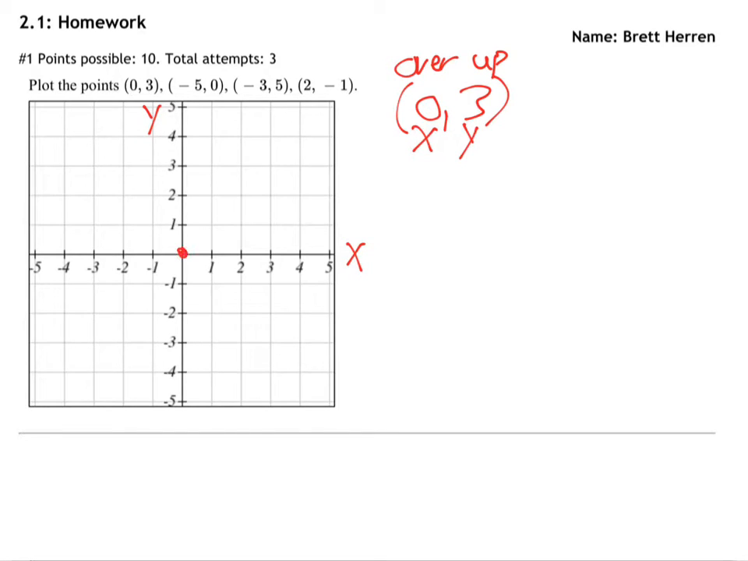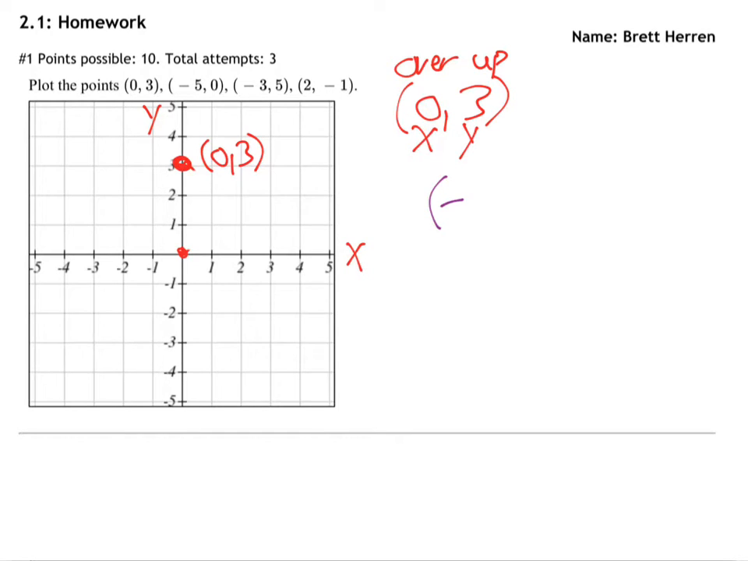So starting from the middle, the origin, go over 0. Okay, I did. Up 3. So there it is. There's the point over 0, up 3 on the coordinate system. That's easier than the last chapter, huh? Yes, that's why I say you didn't have to go through. Yeah, it's easy. It begins easy.